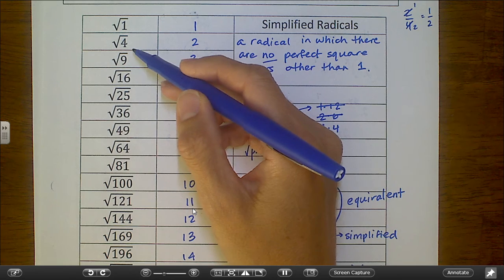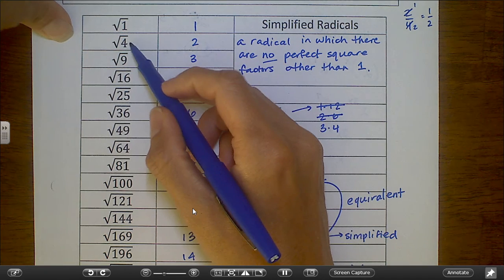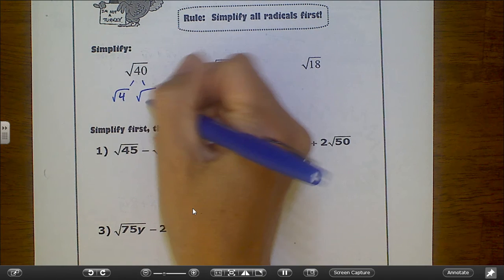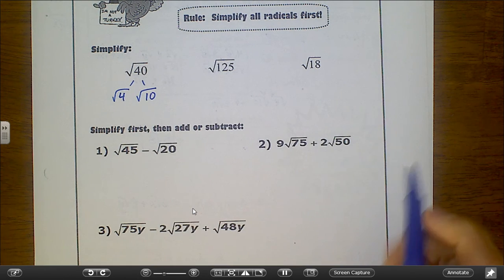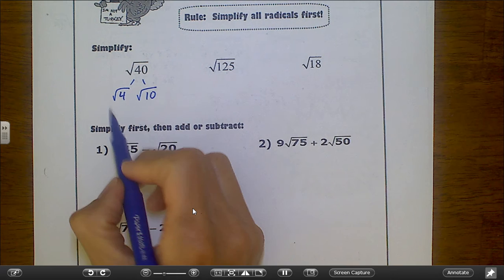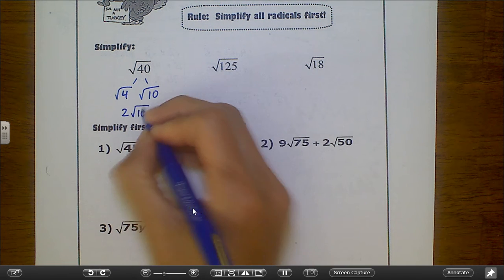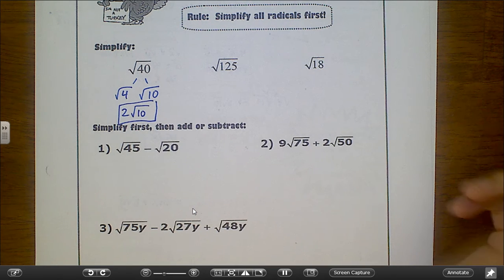When you get to 4, if you divide 40 by 4, you get 10. So there's my perfect square of 4. There's my simplified radical of 10. And then remember, you take the square root of 4, which is 2. And since rad 10 is simplified, it stays there. Right? And there you go.